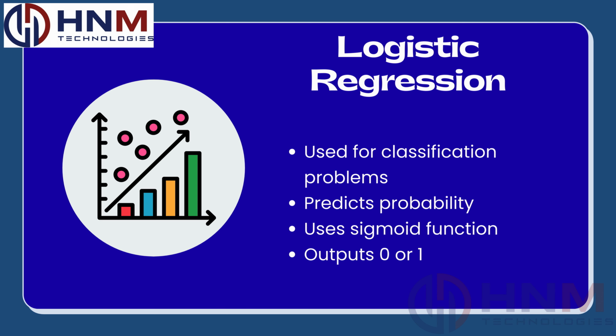Logistic regression is used for classification problems. Despite its name, it is not used for regression tasks. It predicts the probability that a given input belongs to a certain class. The output is usually binary, such as 0 or 1. For example, predicting whether an email is spam or not.